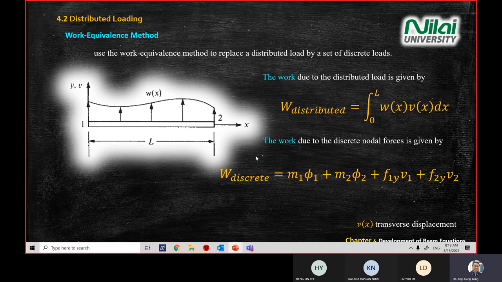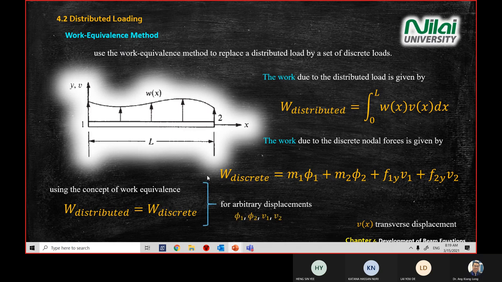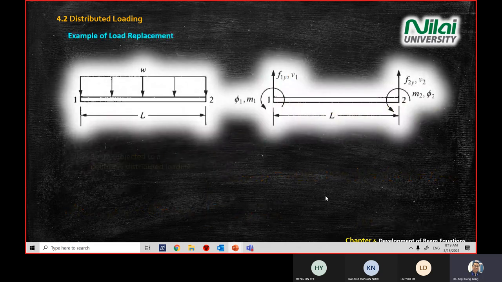So we have two equations up to this stage. After that, we combine the concept of these two. The work done due to the distributed load will equal the work done on the nodes. So the first equation will equal the second equation. When we combine, we will get the third equation. So we are in chapter four, talking about the work equivalent method to analyze a distributed loading. We arrive at three equations now: first equation, second equation, and third equation. Then when we combine, we are able to find the unknowns inside the structure.